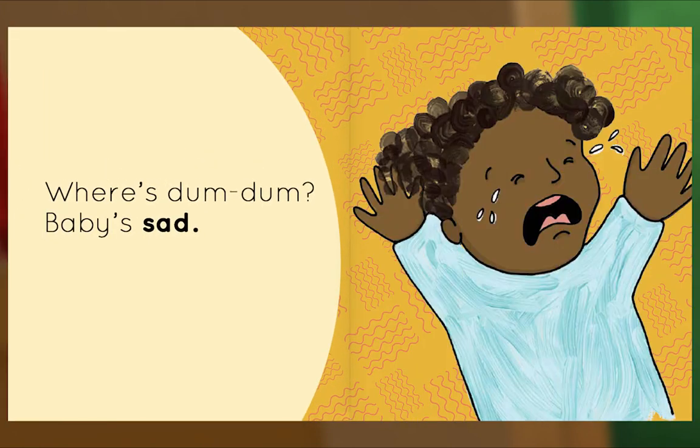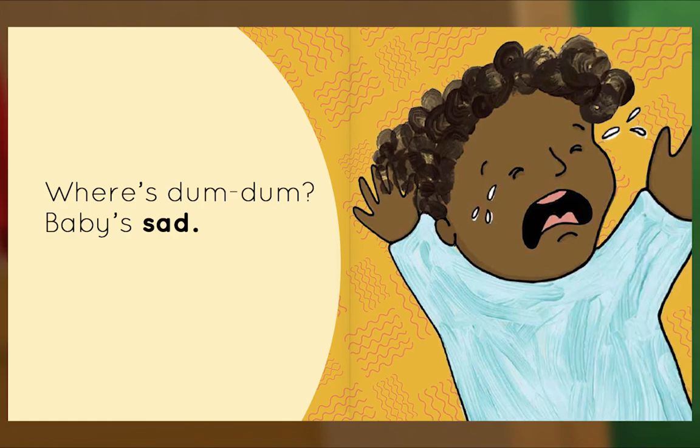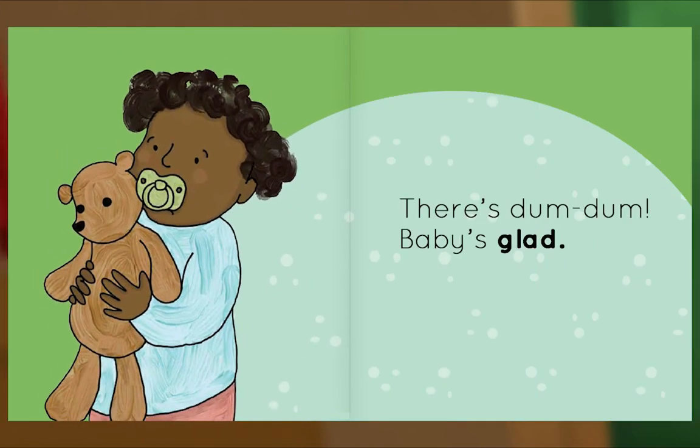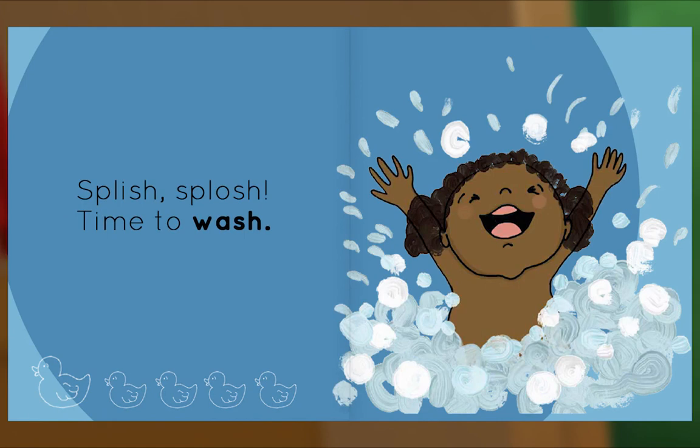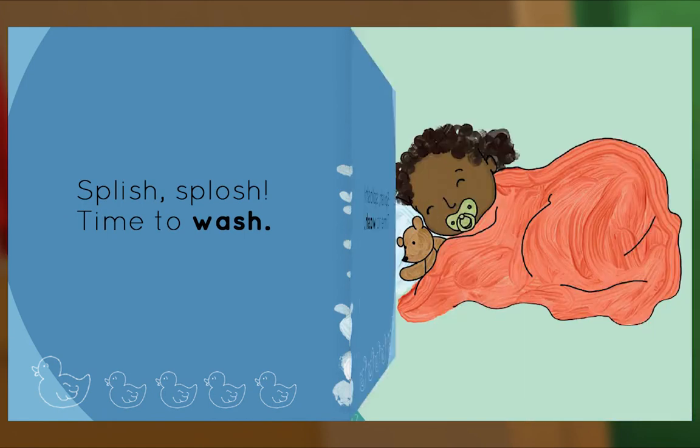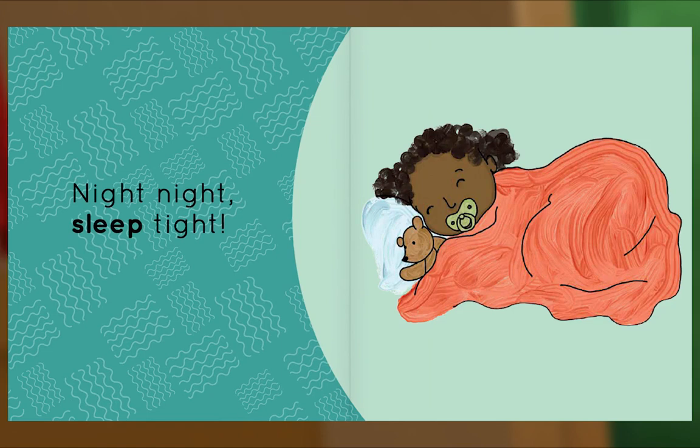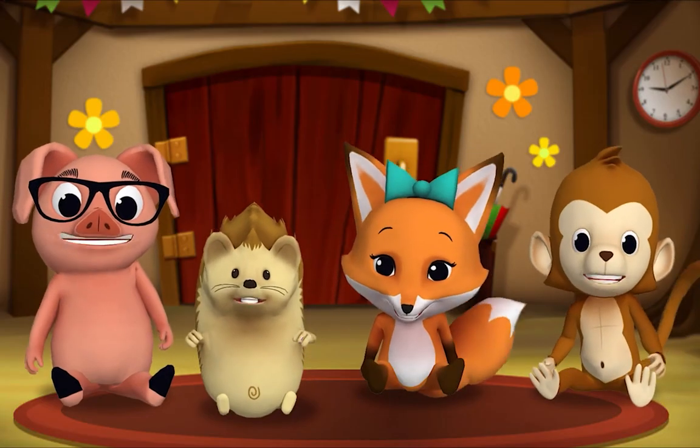Where's Dum Dum? Tall, short. Baby's sad. Above, below. This is a book about opposites. There's Dum Dum. Let's take a look. Baby's glad. Small bird lives with a giant. Splish, splash. See if you can wash. Guess who the giant really is. Night, night. Sleep tight. Nanny really doesn't want to go to sleep. Will she? Let's find out together. The end. Thank you, Mr. Goose.